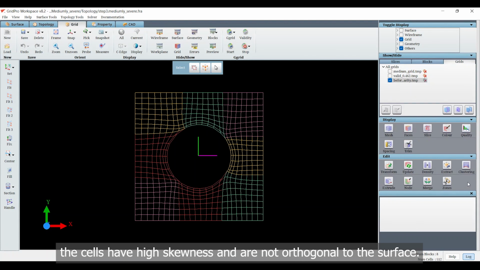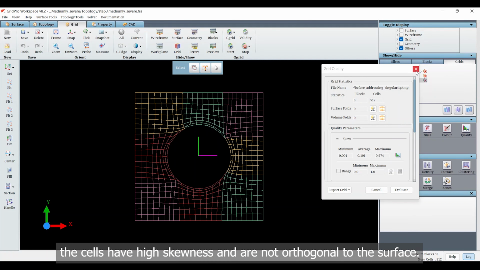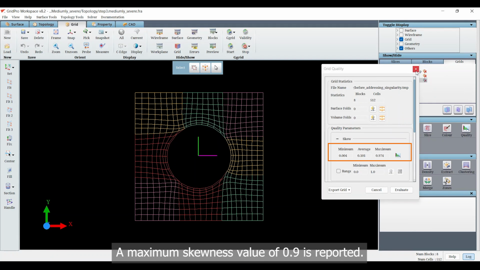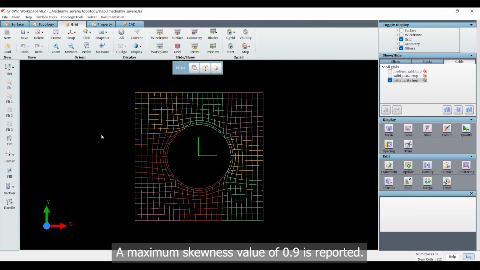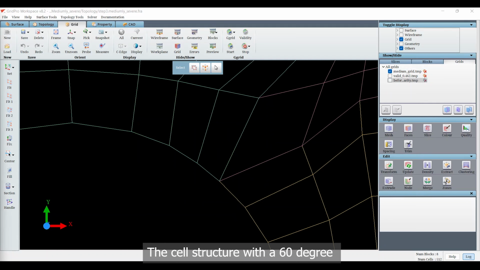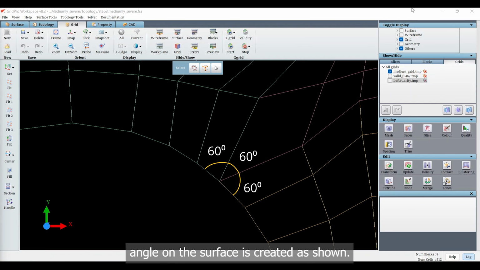We can see the cells have a high skewness and are non-orthogonal to the surface. A maximum skewness value of 0.97 is reported. The cell structure with a 60-degree angle on the surface is created as shown.